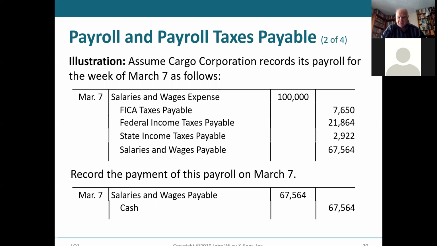Then all the deductions that come out of your paycheck are for FICA, income taxes of different kinds, and then salaries and wages payable, that's cash. So your paycheck stub is the journal entry, gross pay to net pay. Gross pay being salaries and wages expense, net pay being cash. Record the payment.